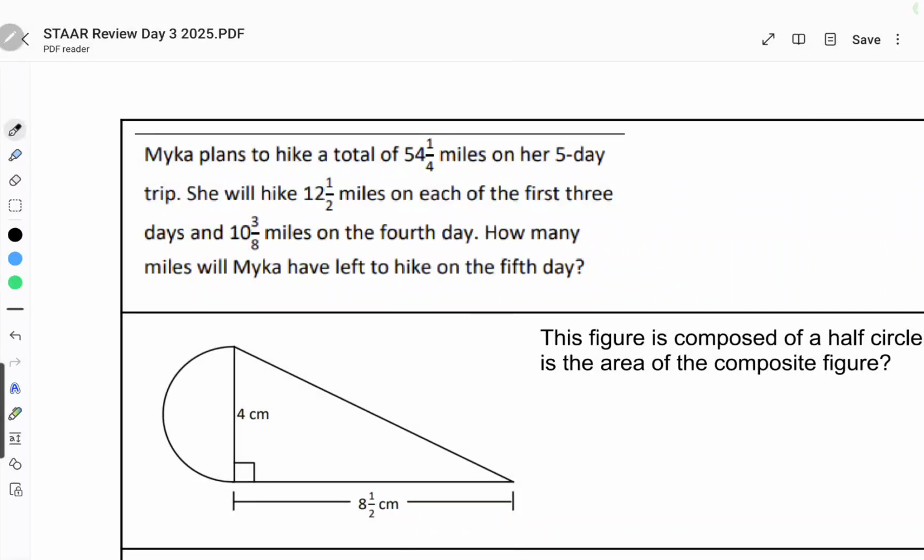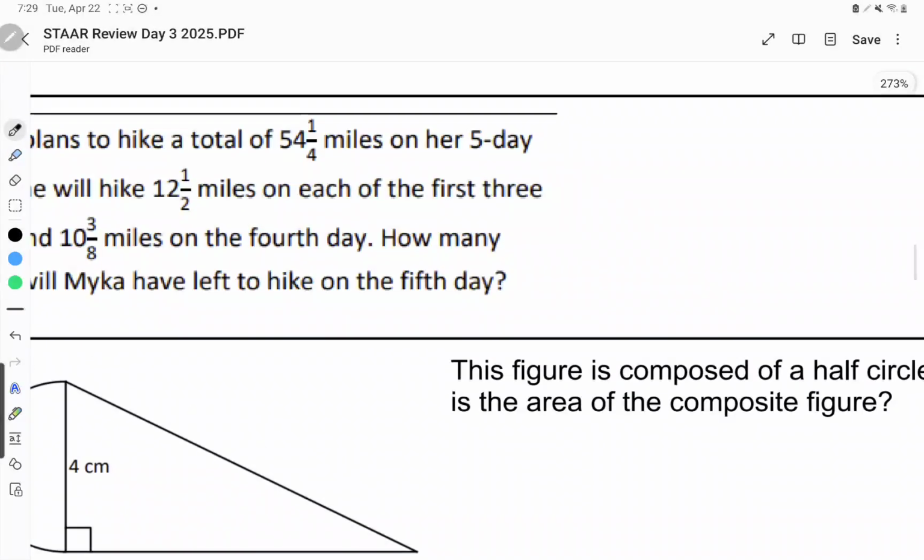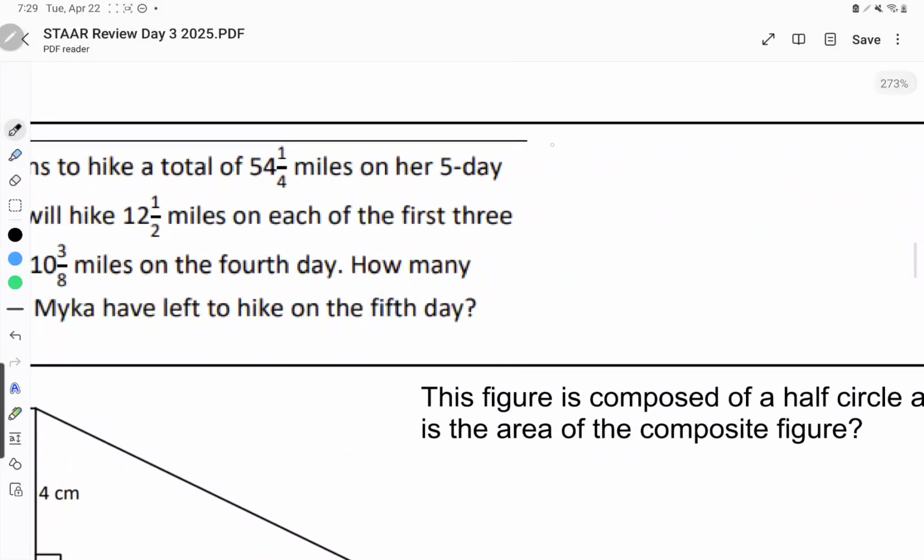a total of 54 1/4 miles on her 5-day trip. She will hike 12.5 miles on each of the first 3 days and 10 3/8 miles on the 4th day. How many miles will she have left to hike on the 5th day? Okay, so we know that we have a total of 54 1/4.